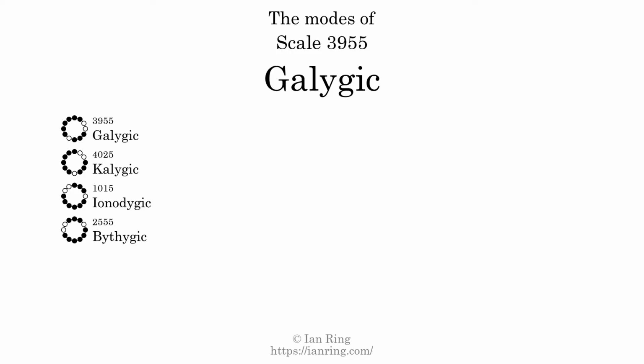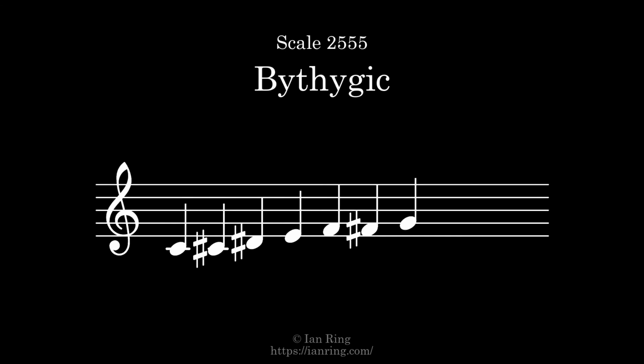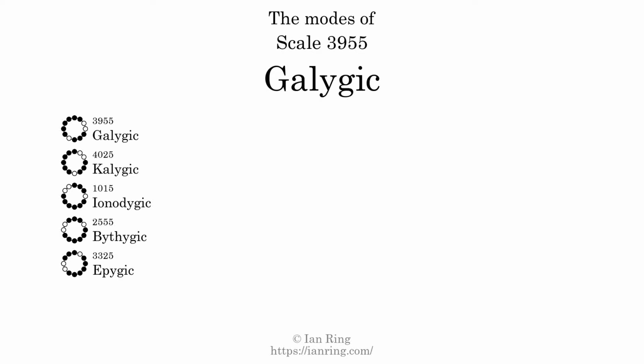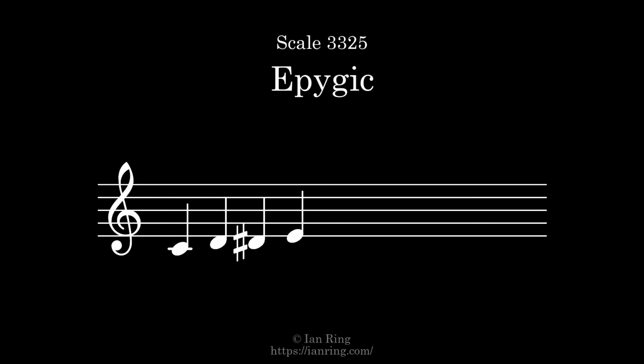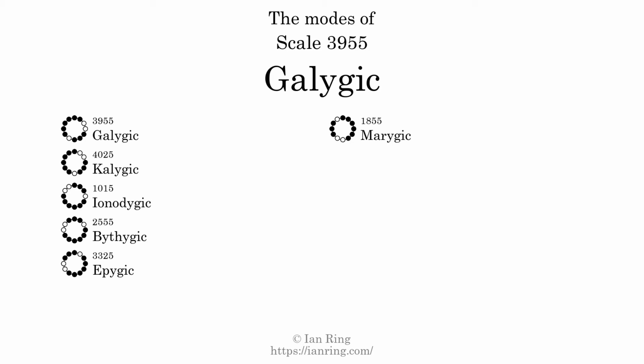The fourth mode is scale 2555, also known as Galygic. It sounds like this. The fifth mode is scale 3325, also known as Galygic. It sounds like this. The sixth mode is scale 1855, also known as Galygic. It sounds like this.